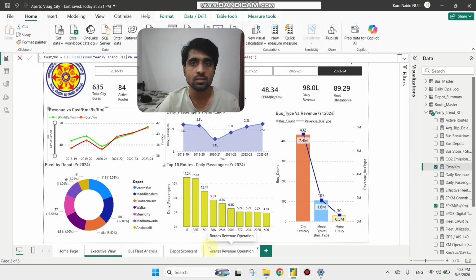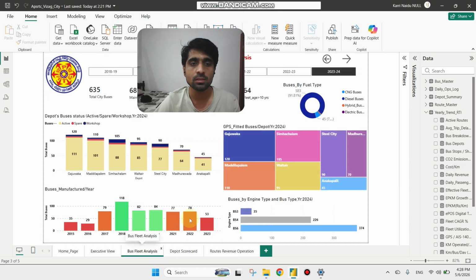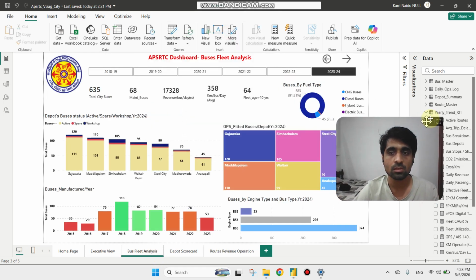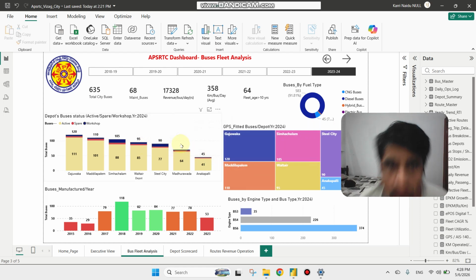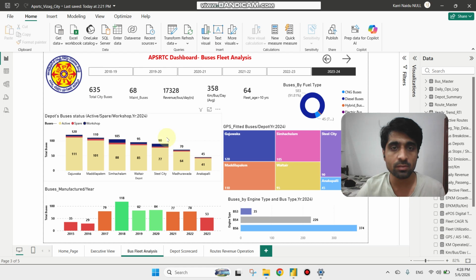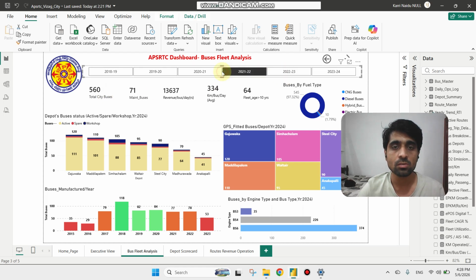Now I would like to discuss the next page. The next page is bus fleet analysis. Here I'm not going to discuss in depth the dashboarding of this page, because all the dashboards and charts remain the same way. Here we can see the bus fleet change every year. Whatever parameters we change, we can observe that in 2018, 19, there are 595 buses, and the maintenance buses are 80.